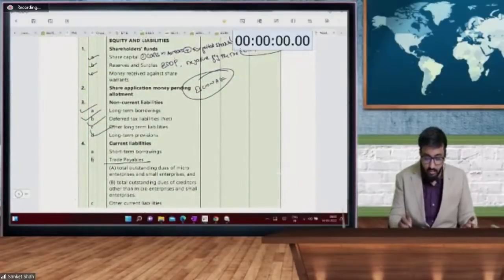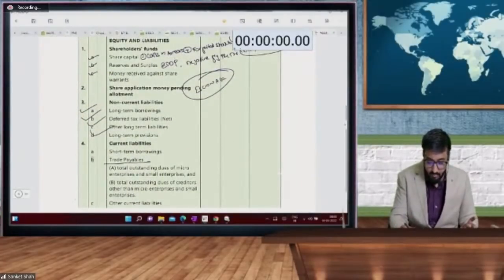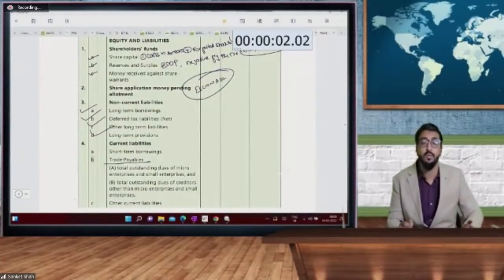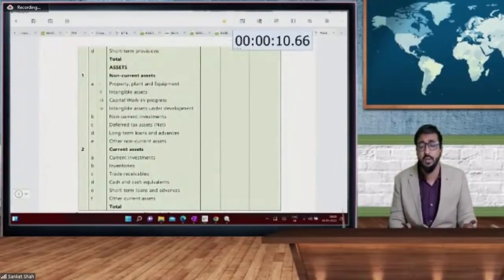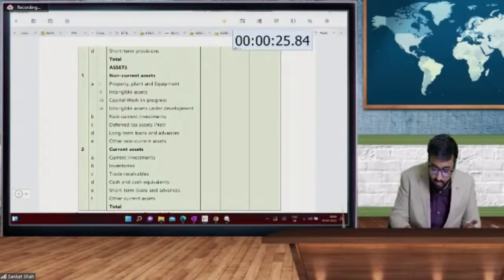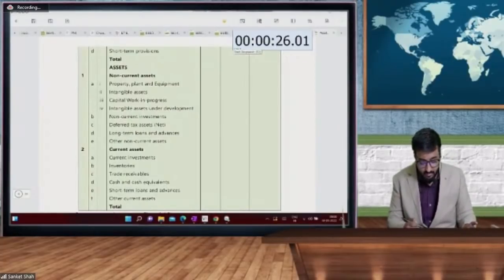So let's check the speed. Equity and liabilities, shareholders fund, share capital, reserves and surplus, non-current liability, long-term borrowing, deferred tax liability, other long-term liability, long-term provisions, current liability, short-term borrowing, trade payable, other current liability, short-term provisions. After that, assets, non-current assets, property, plant and equipment, intangible assets, capital WIP, intangible assets under development, non-current investment, long-term loans, advances, other non-current assets. Then, sorry, deferred tax asset was left out. Current assets, current investment, inventory, trade receivable, cash and cash equivalent, short-term loans, advances, and other current assets. So this is hardly 26 seconds.